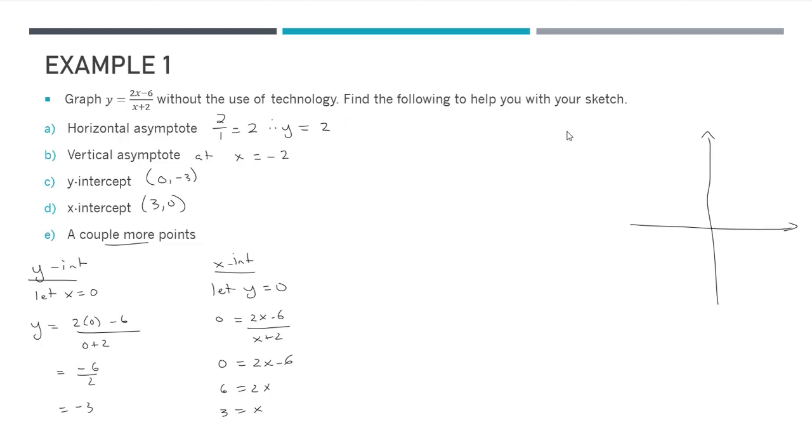So we got a horizontal asymptote at 2. That's at y equals 2. And then a vertical asymptote at negative 2. That's x equals negative 2. Okay, our y-intercept is at negative 3. So somewhere down here-ish. Again, it's a sketch. We're just trying to put the major points. X-intercept is at 3.